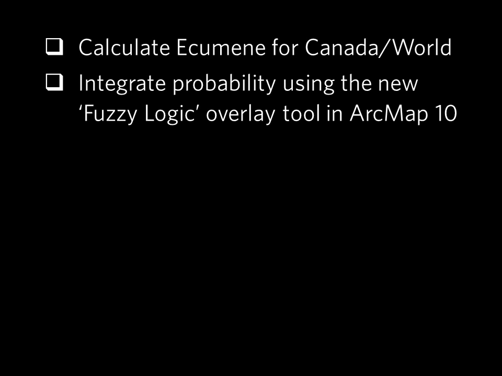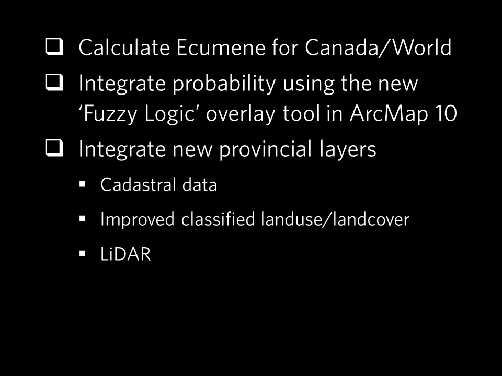Calculate Ecumene for Canada or the world. You could do this easily for Canada. Most of these data sets are standardized across the country at least. Also, there's a new tool in ArcGIS 10 called the fuzzy overlay tool, which allows you to take layers and assign probabilities to them. Instead of erasing, I could do some kind of weighted addition and subtraction algorithm, and also say something like people are more likely to live next to water, and therefore add a spatial tolerance to that.